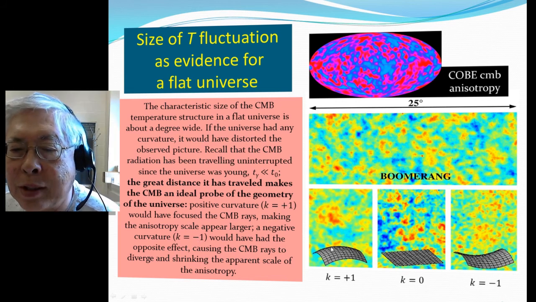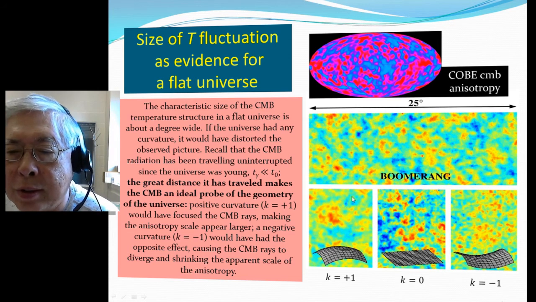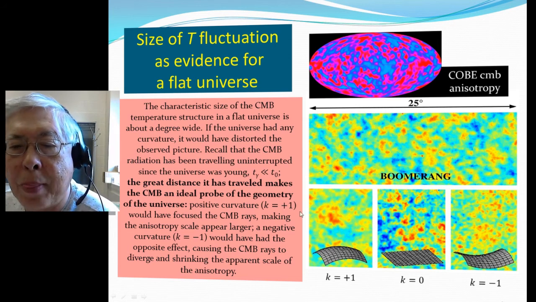Here is a cartoon to give some sense of it. Here's what you expect for a flat universe. For positive curvature and negative curvature, the convergence and divergence of light rays would have distorted the anisotropy pictures.